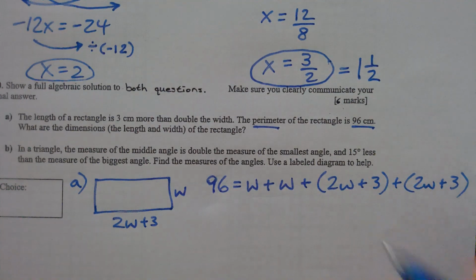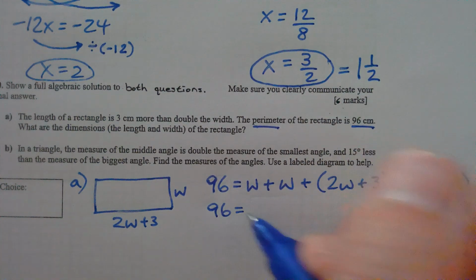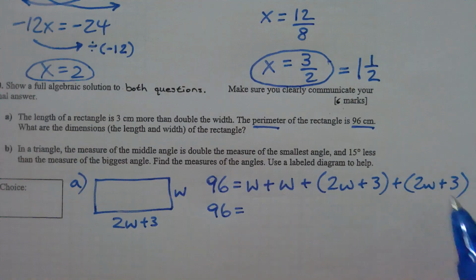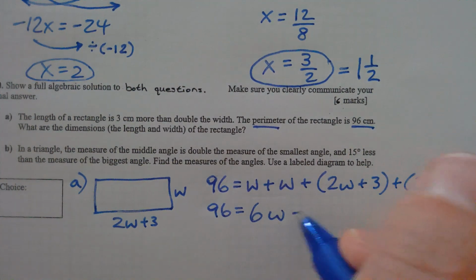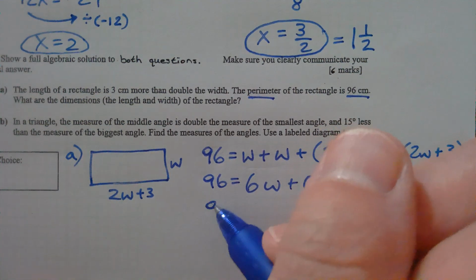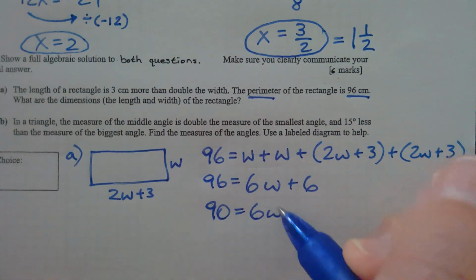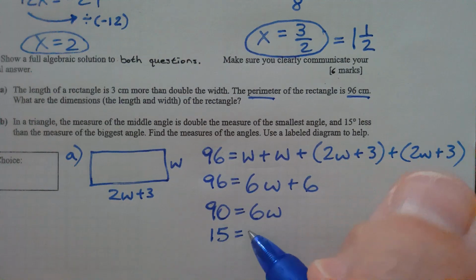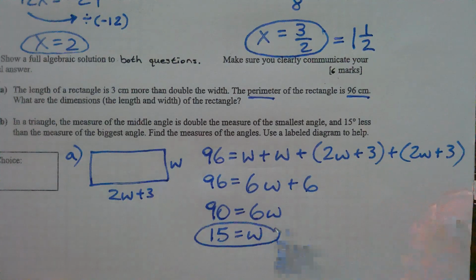I can solve it. So 96 equals 1, 2, 3, 4, 5, 6, 6w plus 6. Right, move it over to the other side with the 6. So 90 equals 6w. So when you divide it, w equals 15. Full marks? Okay, Brian, why not? I didn't answer the question.